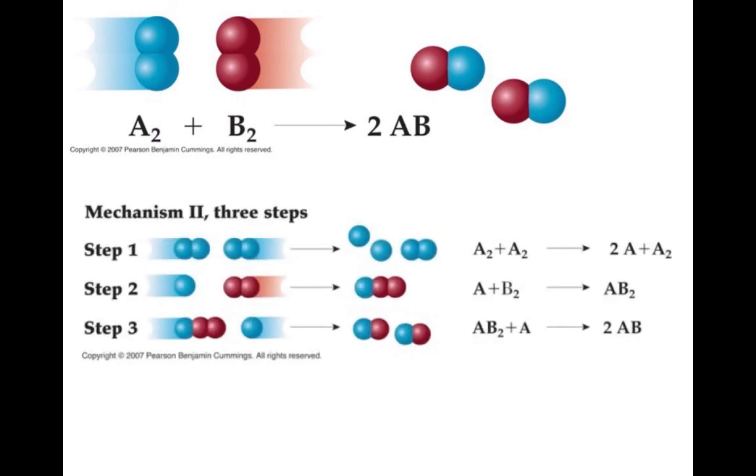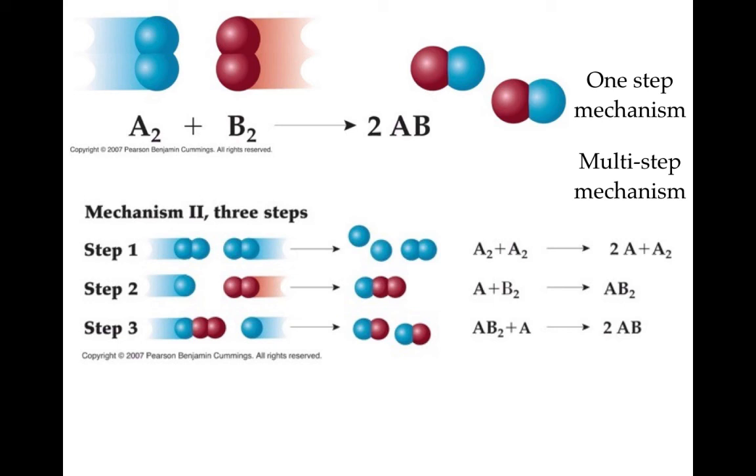Here's another version of that exact same reaction shown in three steps. So we have two A2 molecules running into each other. One of the A2s breaks apart. One of the A atoms then grabs onto a B2 molecule, making an AB2 species. That AB2 reacts with the other A that was formed in step 1 and forms 2AB. So there we see two different versions. We see a one-step mechanism and a multi-step mechanism.